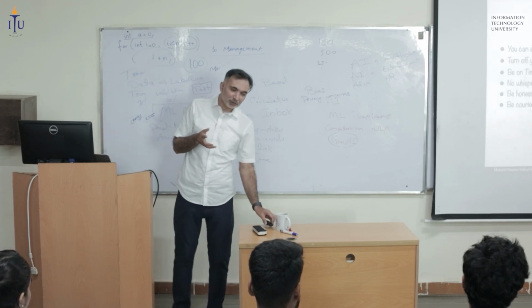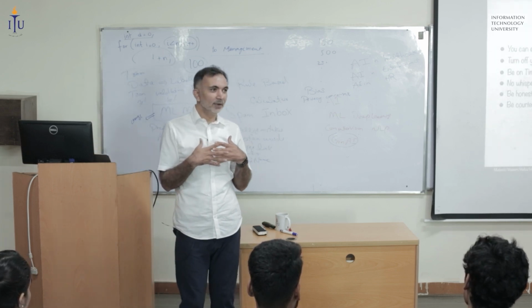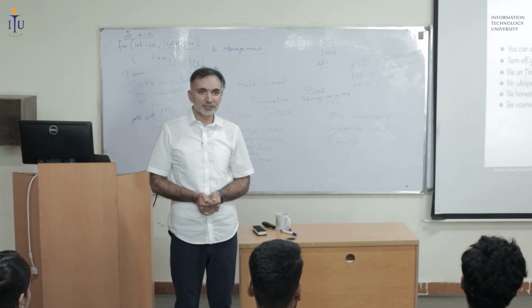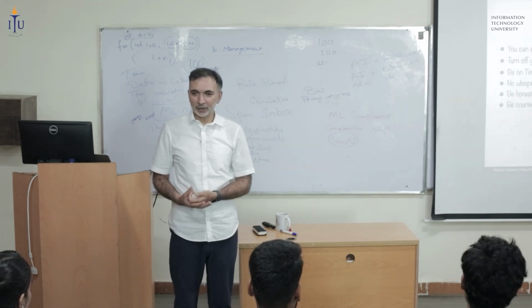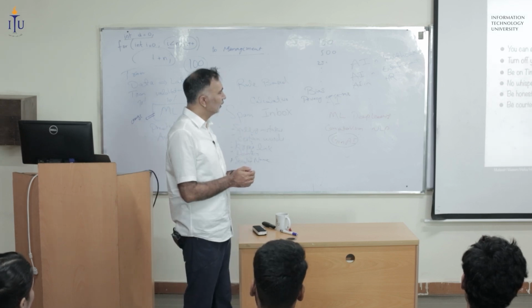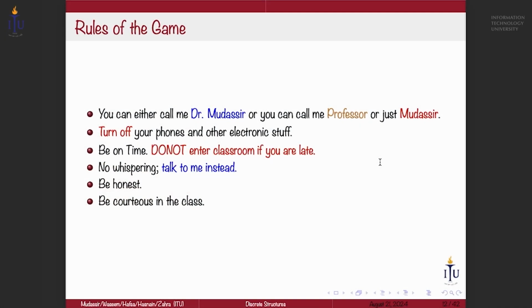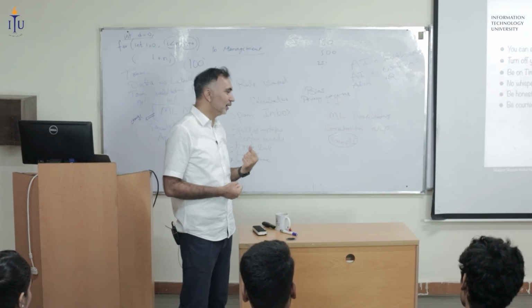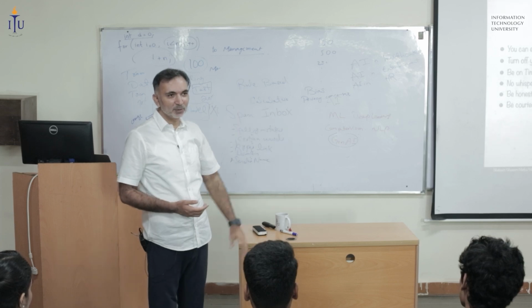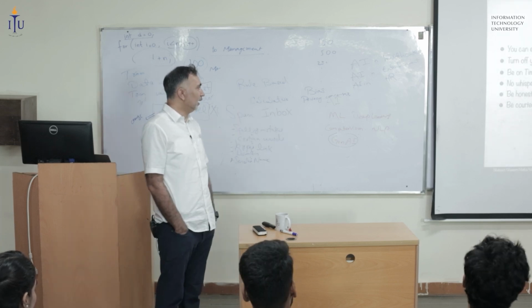The game we are going to play is that we are going to learn discrete structures, or quantitative reasoning, together, and there are a few rules that we're going to follow. The first rule is that you are either going to call me Dr. Mudassir, or Professor, or Professor Mudassir, or just Mudassir. You're not going to call me Sir Mudassir. That does not formalize our relation. Our relation is that I'm your professor, so that's probably what you should use. If you want to be informal, just call me Mudassir. I don't have a problem with that. All right, so that's the first rule.